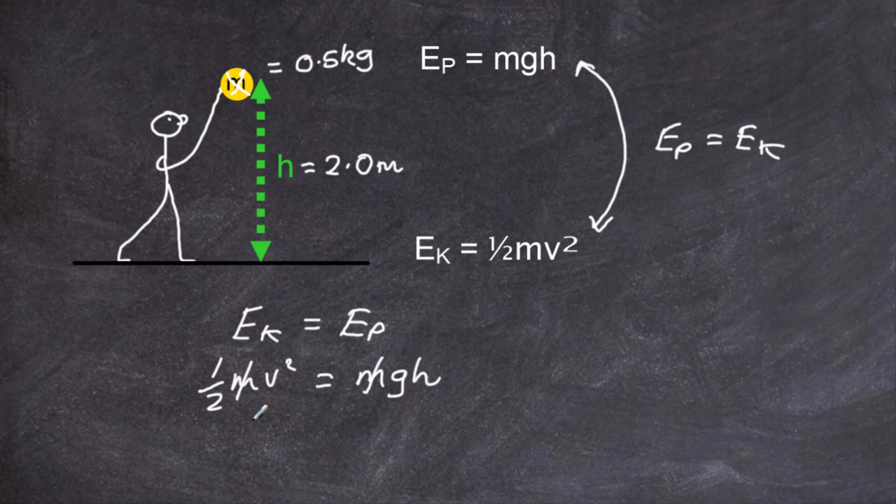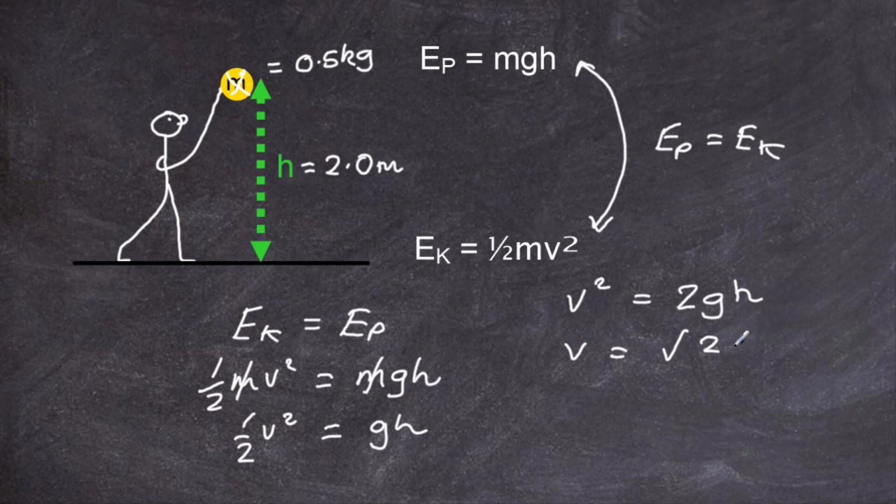So we have 1/2 v squared is going to equal gh. If we multiply by 2 all the way through, we have v squared equals 2 times g times h. And therefore, to take v on its own, it will be the square root of 2 times the gravitational field strength times the height the ball is above the ground.